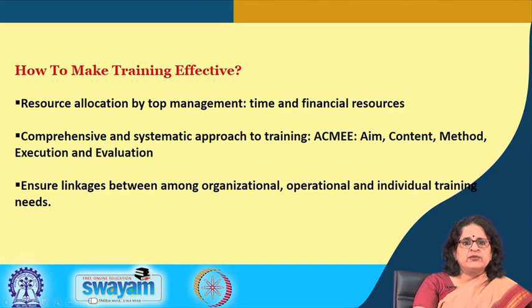So the first A in ACME is aim, where the aim of the training program must be decided upon. C is content, which is what needs to be decided upon. Methods have to be agreed upon in terms of what are the methods that will be used for training, and then execution will be where will it take place, when will it take place, how will it take place, and then it's very important that the training program is evaluated as well.